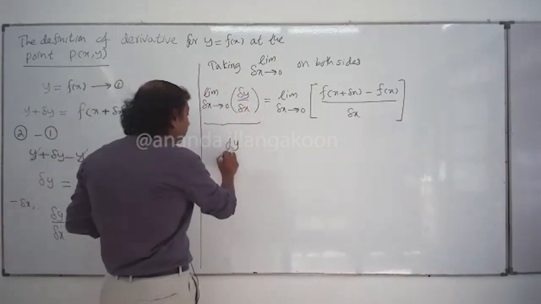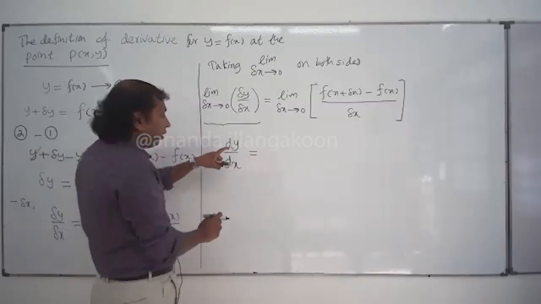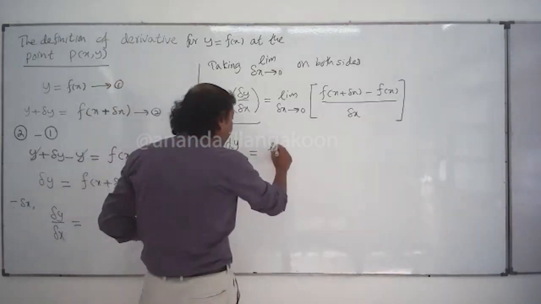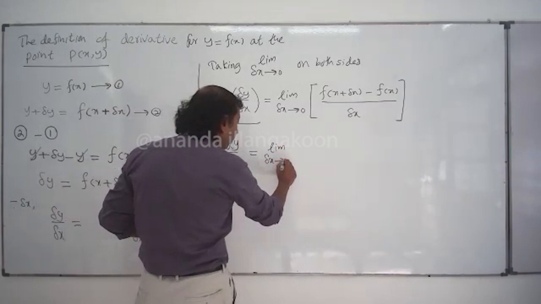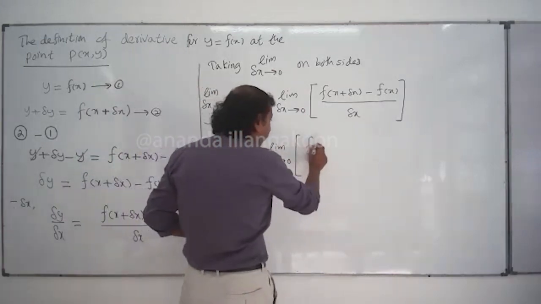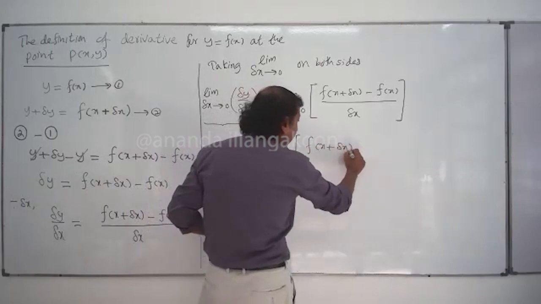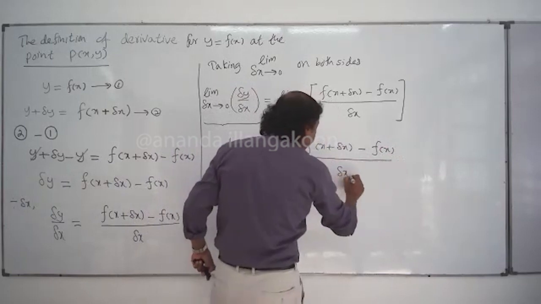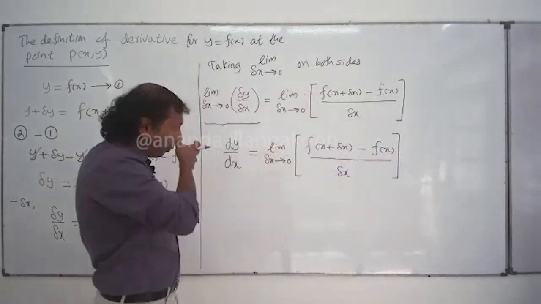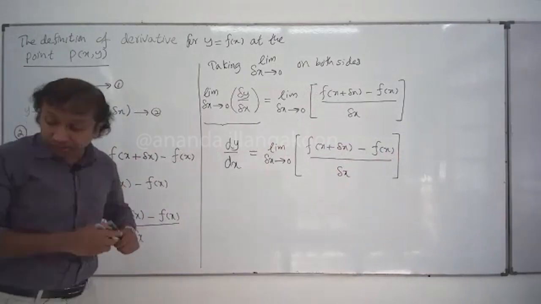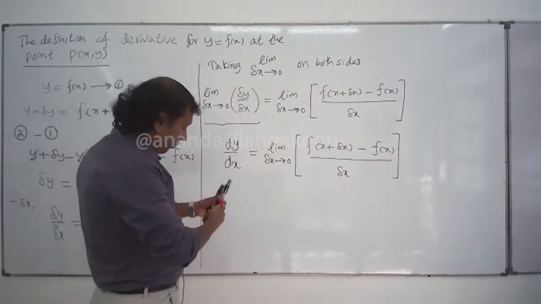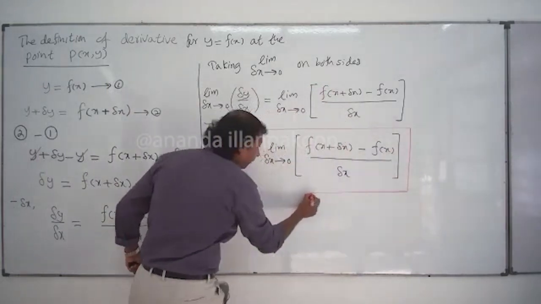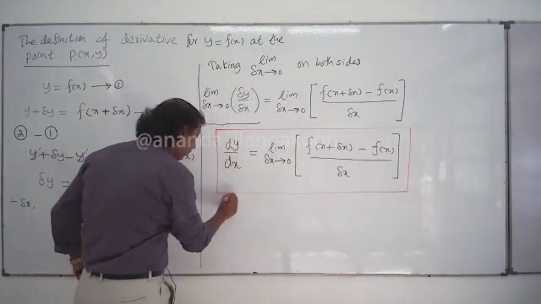So this is how we define dy by dx, the first derivative of y with respect to x. On the right hand side, what do we have, people? The limit as delta x goes to 0 of f of (x plus delta x) minus f of x divided by delta x. You have to remember this result. This is a very important result to remember.